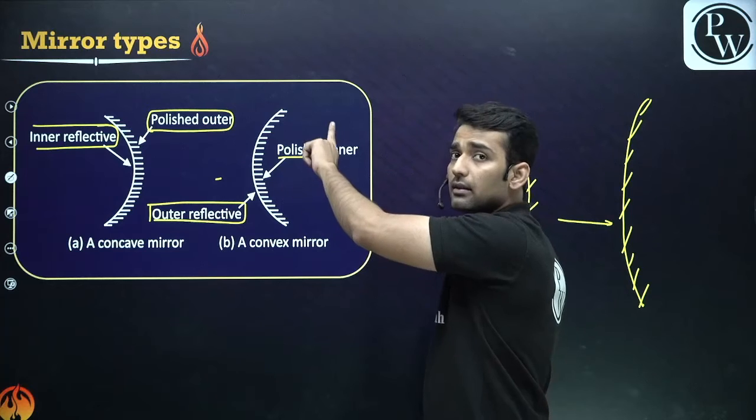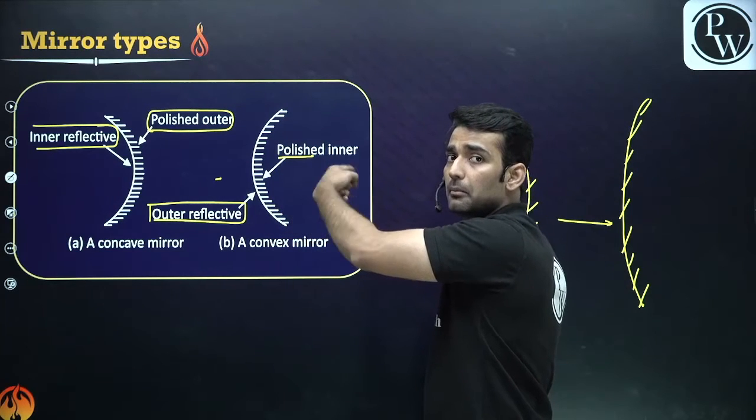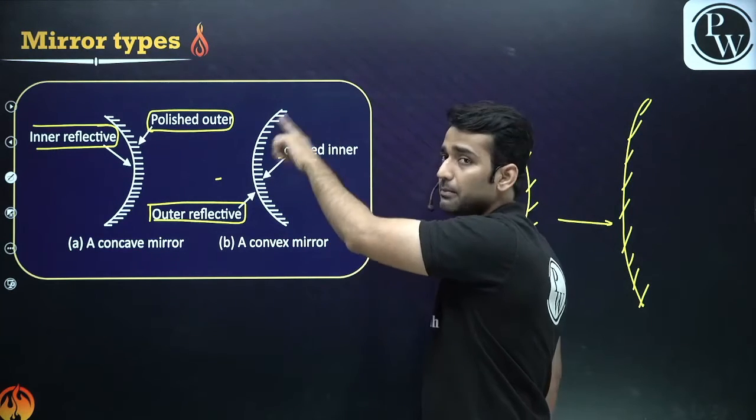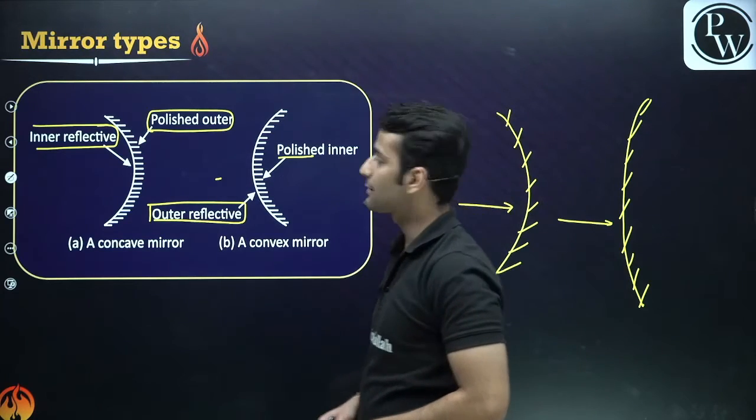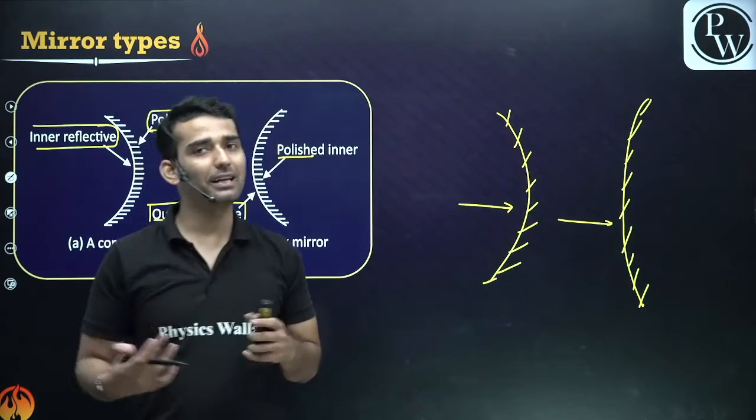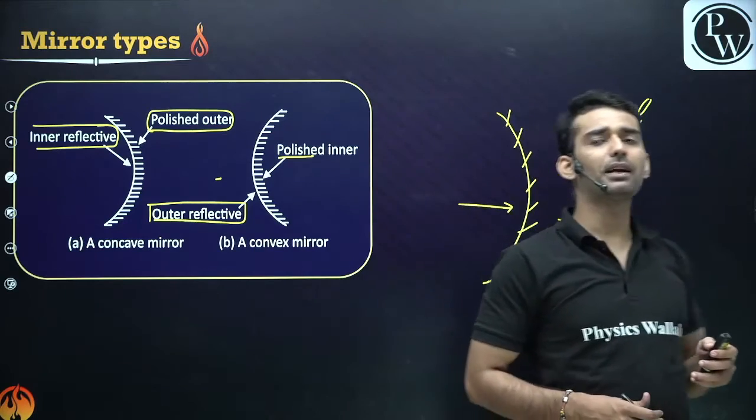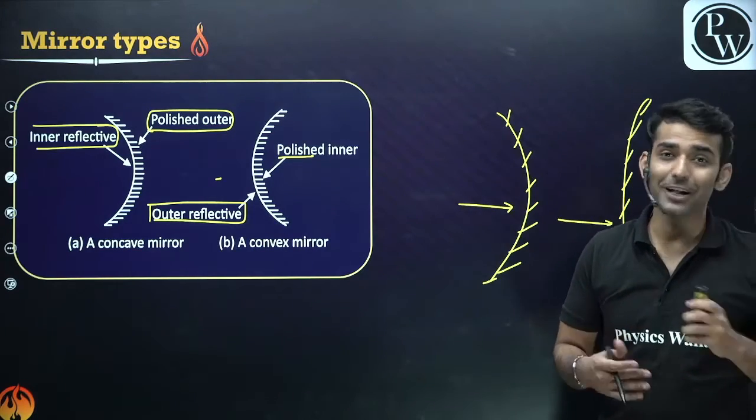But here the reflecting surface is bulged outwards. It is bulged outwards. Is it clear, guys? So we have two types of spherical mirror. Now we will be studying the property of each of the mirrors in very detail.